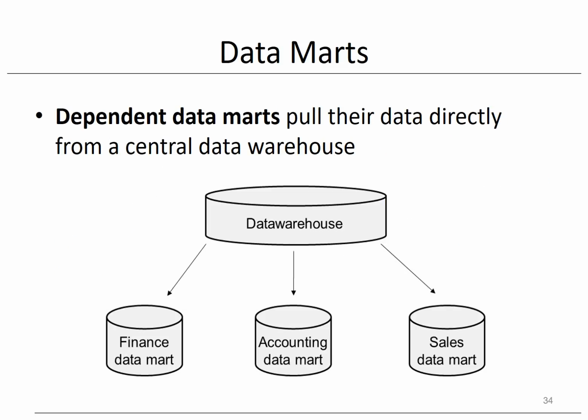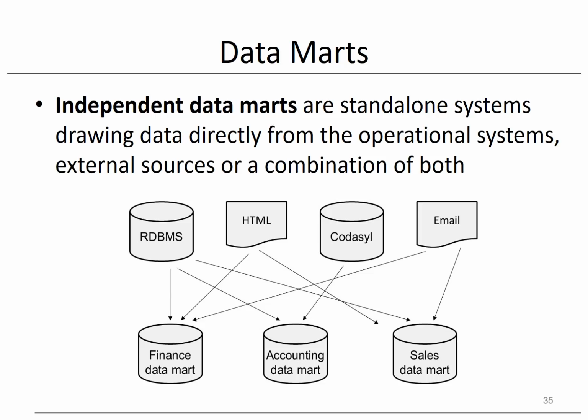Depending upon the source of the data, a distinction can be made between dependent and independent data marts. Dependent data marts pull their data directly from a central data warehouse, as you can see illustrated here. Independent data marts are standalone systems drawing data directly from the operational systems, external sources, or a combination of both, as you can see illustrated here.